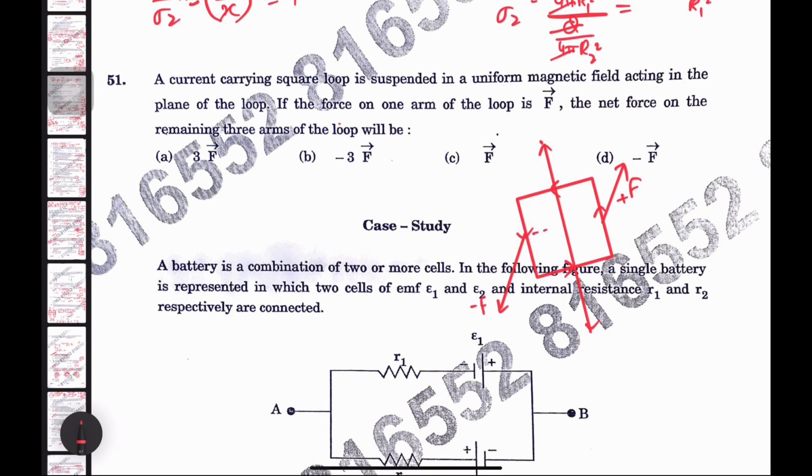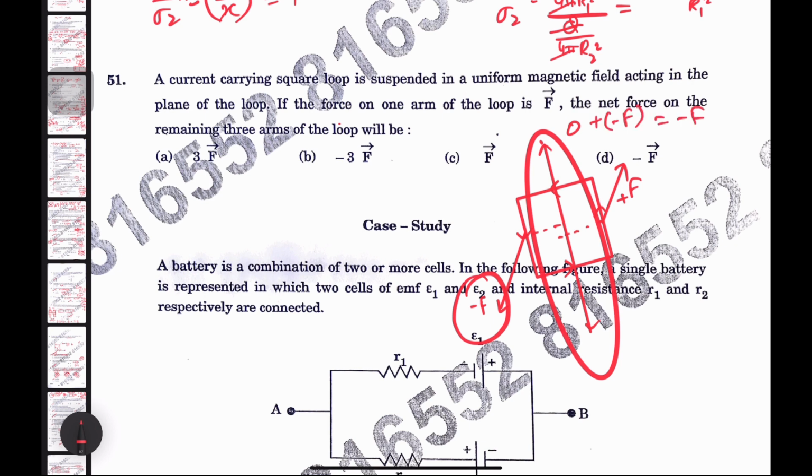The line of action is different. If the line of action is different, then it forms a couple. So the net effect is that the resultant of these forces is 0 plus minus F. So the answer is minus F. So the resultant net force on the remaining three arms will be minus F. So D is the right option.